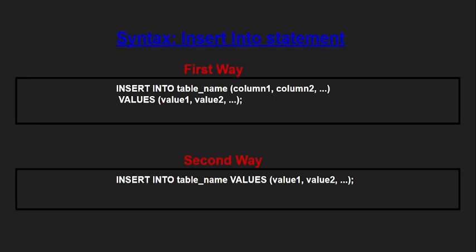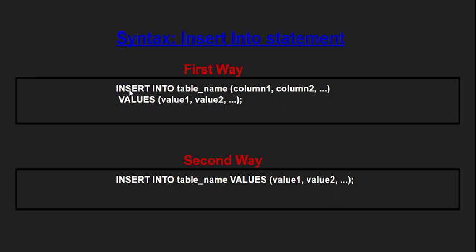Let's move to the syntax of the Insert Into. There are two ways of inserting values in a table. Using the first way, you can insert the values in specific columns of your table. Sometimes we have a requirement that we don't want to insert full row values. Instead, we want to insert the values in specific columns. For that, we use the first way.